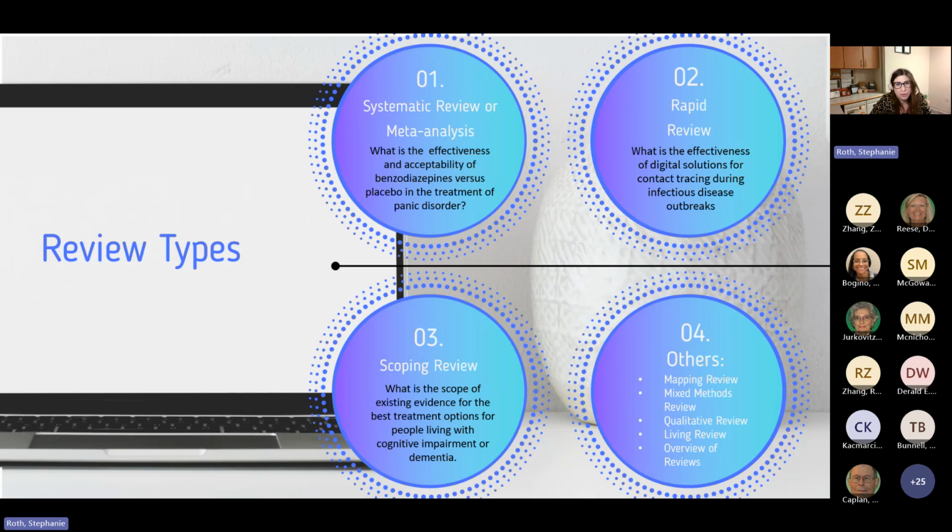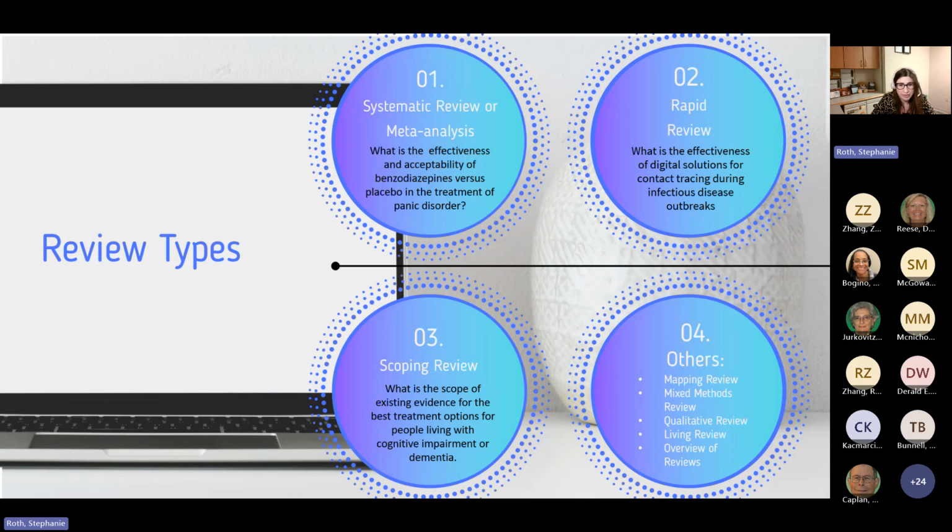Then I just put some sample questions that I pulled from actual studies, or I just pulled them from a combination of different studies to try to illustrate some examples. So for an example of an effectiveness question for systematic reviews, you have what is the effectiveness of something versus placebo to treat something. That would be a classic systematic review question. And then the rapid review is also an effectiveness question about digital solutions for contact tracing. I needed that rapid question for infectious disease outbreaks.